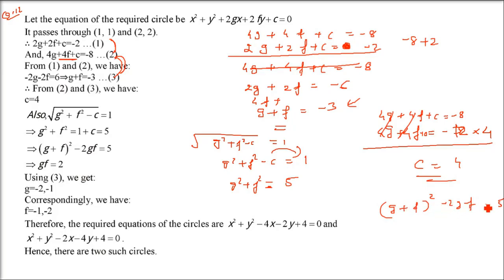So I'm just leaving it here. I'll just tell you that g plus f will be minus 3, you can put, and gf you will know. g plus f, just replace it by minus 3. You have minus 2 gf equals 5.